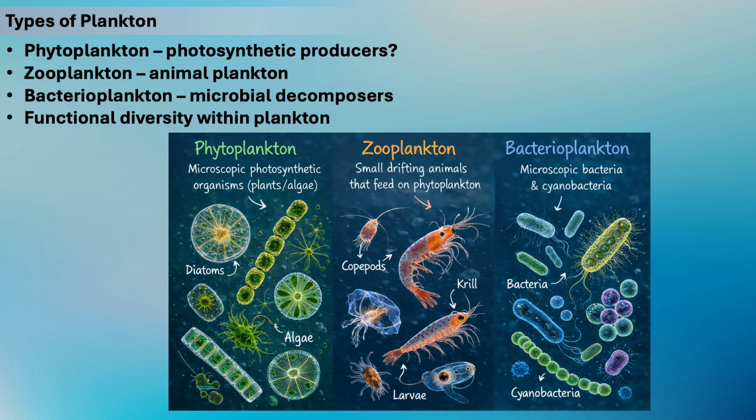A third important component of the plankton community is bacterioplankton. These microscopic bacteria play a critical role in recycling nutrients within the ocean. When organisms die or release waste products, bacterioplankton break down organic material and convert it back into dissolved nutrients that can be reused by phytoplankton. This recycling process is essential for maintaining productivity in marine ecosystems.